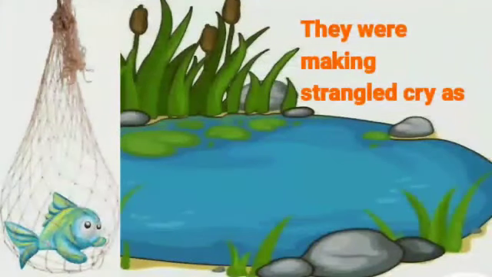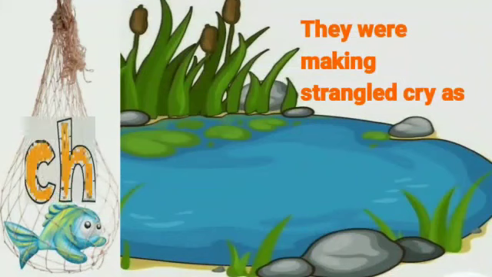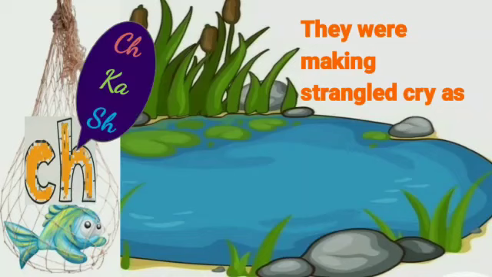They were making a strangled cry as ch, k, sh. They were making a strangled cry ch, k, sh. Because now they are together.